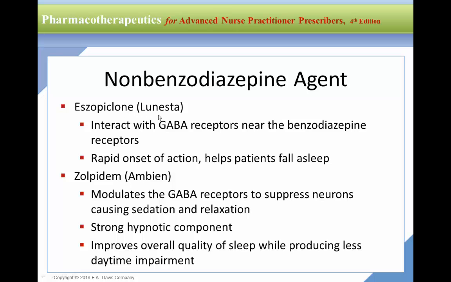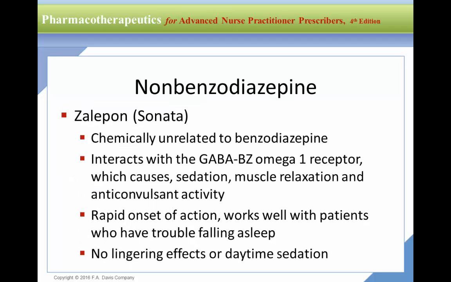So we do have Lunesta and Ambien, which are basically all GABA modulators. They're not benzodiazepines, but they modulate the same receptor, which is an inhibitory neurotransmitter. So they would enhance the GABA receptor activity, producing, of course, hypnosis and improving quality of sleep. In addition, you have Sonata, which interacts the same way. It's also a muscle relaxant. It's also an anticonvulsant.